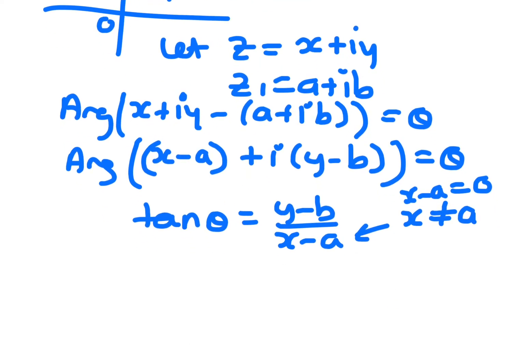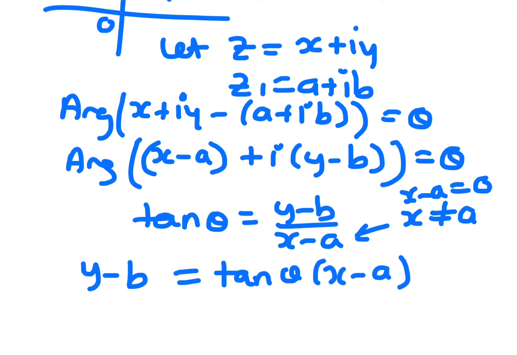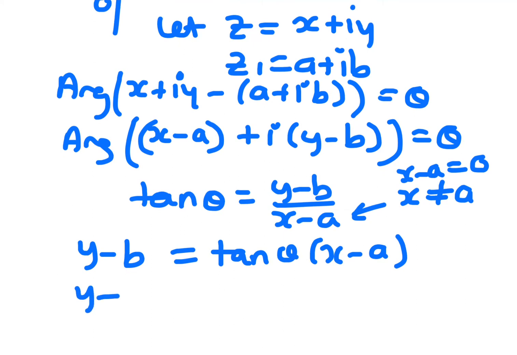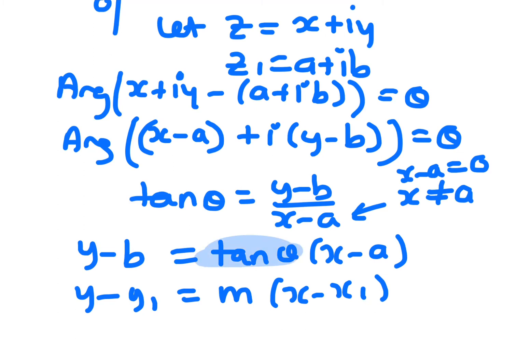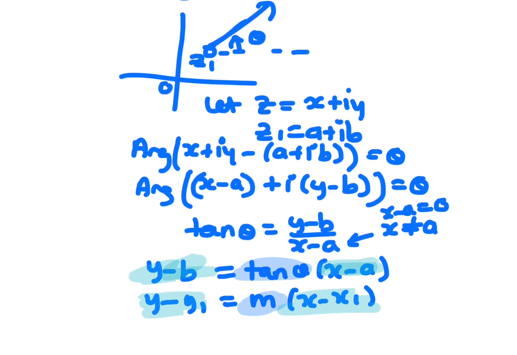So what this means is that y minus b equals tan theta times x minus a. Now this looks exactly like y minus y1 equals m(x minus x1). And you might remember that the gradient of the line is tan theta. And this whole thing here, y minus y1, is the gradient point formula, because the point that this line goes through is (a, b).